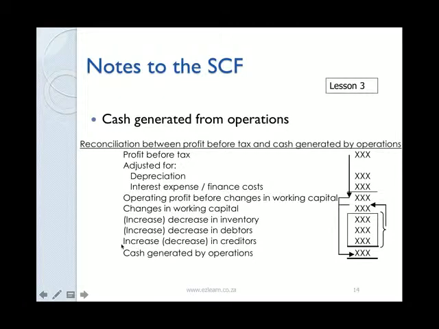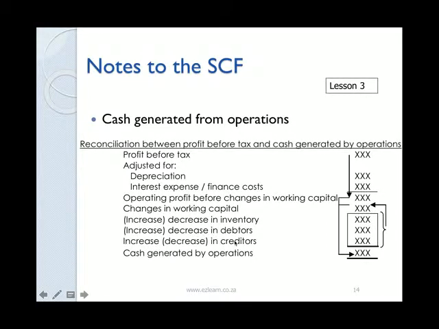This can also be understood better if you consider the accounting equation. Both inventory and debtors are assets. As assets, that means that they are on the same side of the accounting equation as cash, and therefore, if inventory and debtors increase, cash must decrease and be shown as an outflow.